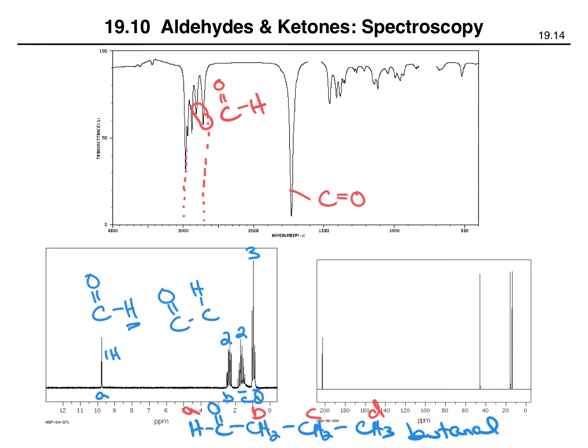When we look at C13 NMR, we have signals A, B, C, and D, and this is also consistent with butanal. So this is carbon A, and then carbon B. It's on the higher range, but still within the typical sp3 hybridized carbon. This one would be C, and this one would be D.